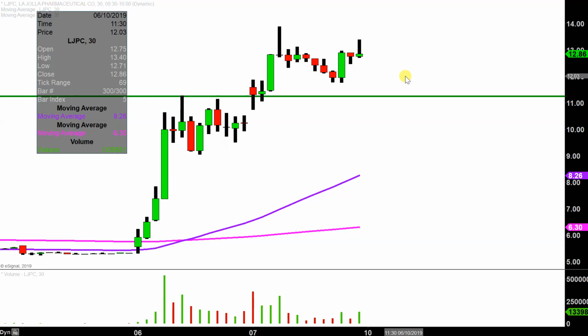Now, with that being said, don't get me wrong, if the price falls below that area, by no means am I saying the entire chart's destroyed or ruined or anything like that. But yeah, if the price could manage to stay up above $11.30, that would definitely be a massive sign of power going forward.